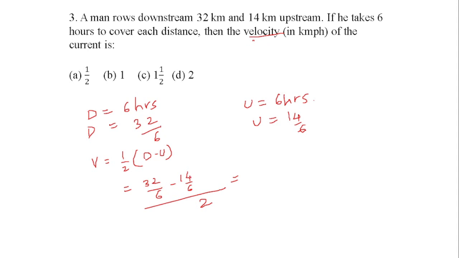So 32 minus 14, 18 upon 6, and half of this. 3 into half, you will get 1.5. So from the given options, your answer is C. See the concept, and we'll move towards the next question. Question number 4.